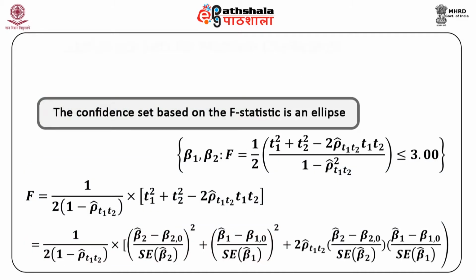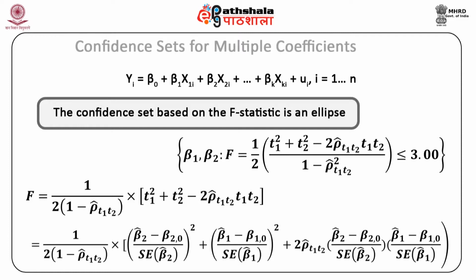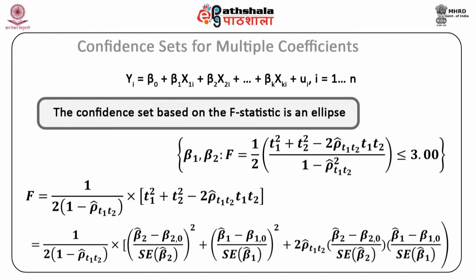Confidence sets for multiple coefficients. Let yi equal beta 0 plus beta 1 x1i plus beta 2 x2i, and so on up to beta k xki plus ui, where i takes the values from 1 to n. For the above regression model, a joint confidence set for beta 1 and beta 2, that is a 95% joint confidence set, is a set valued function of the data that contains the true parameters in 95% of hypothetically repeated samples.